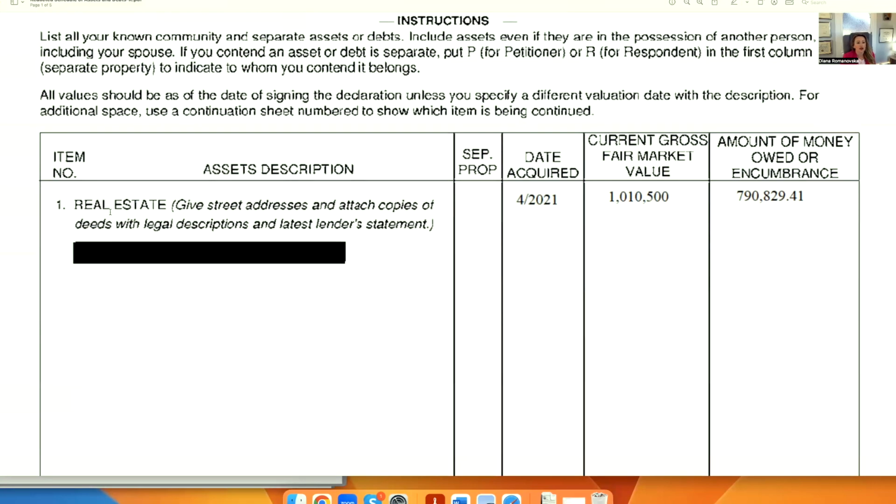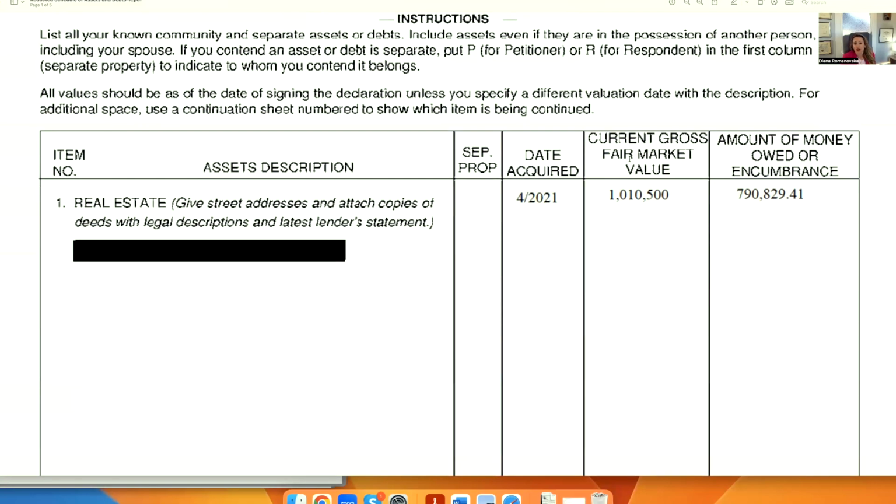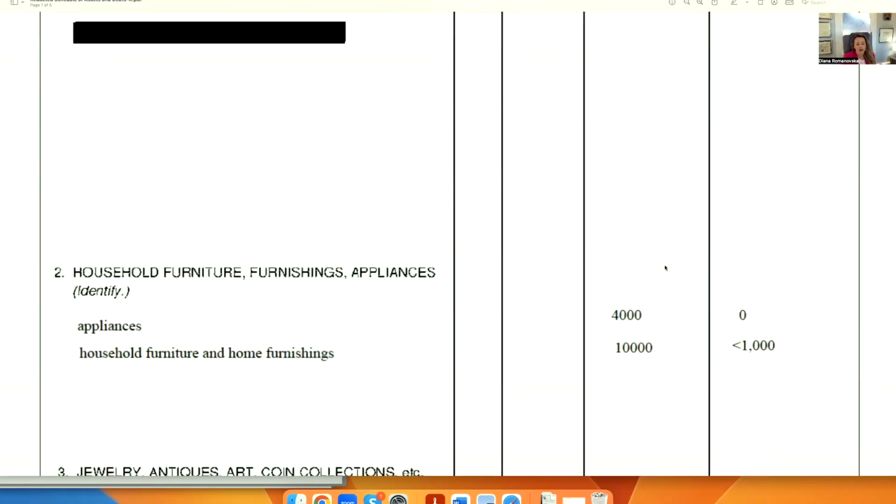So real estate, date acquired, current fair market value. And if you don't have an appraised value, which is what I usually recommend, although by the time you have a trial, it might be a year later, so you might have to do a second appraisal. The way to do it to save money is to get Zillow value or Redfin value and then average it out, and then amount of money owed or encumbrances. So here you would put your total outstanding mortgage balance, and if you have a second loan, then you would put it here as number 2.